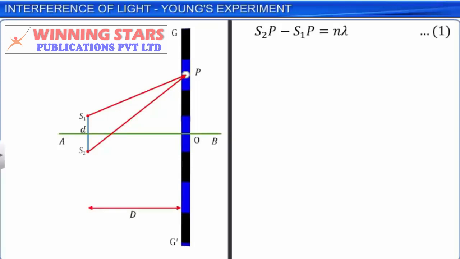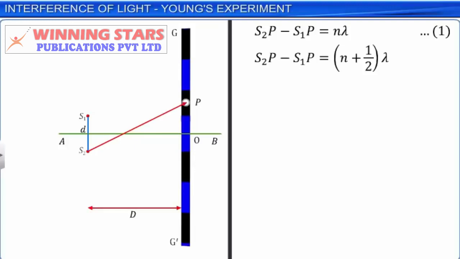On the other hand, if P corresponds to an interference minima, the path difference S2P minus S1P is equal to n plus half into lambda. Let this be equation 2. Here, lambda is the wavelength of the light waves and n is an integer.